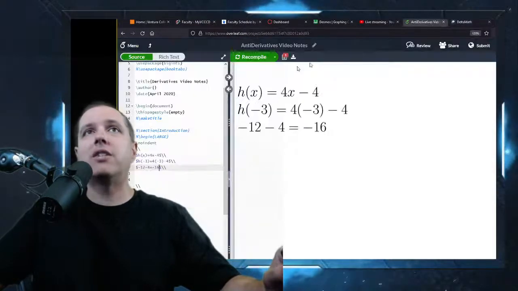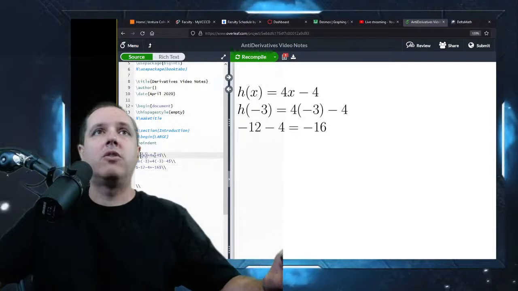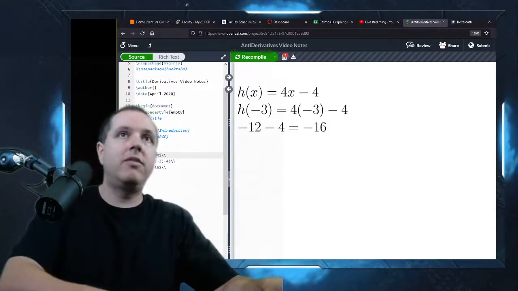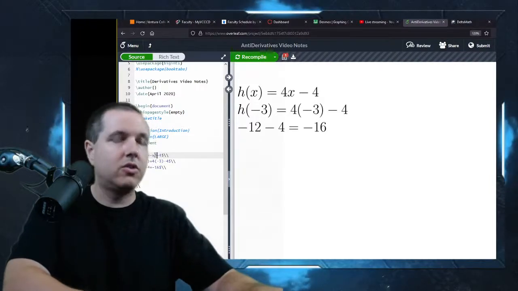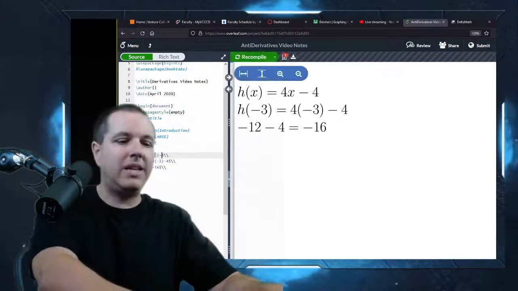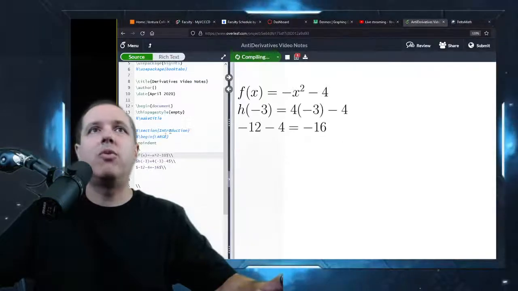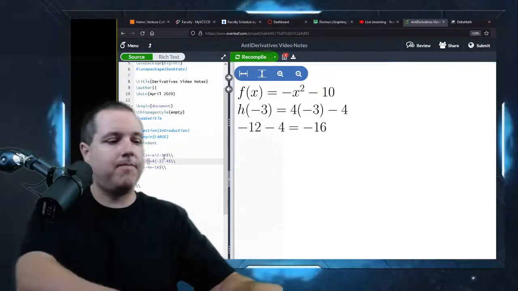f of x is negative x squared plus 10. So f of x is negative x squared. Was it minus 10 or plus 10? Minus 10. And we want f of negative 4. Okay.